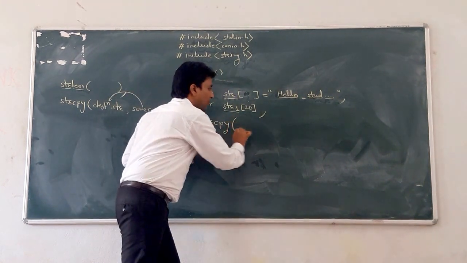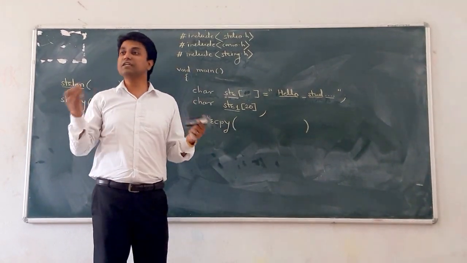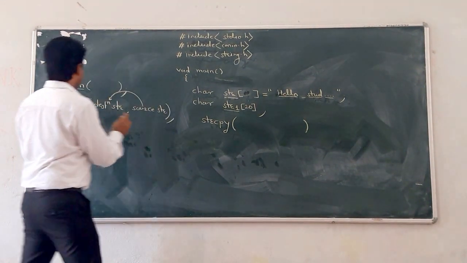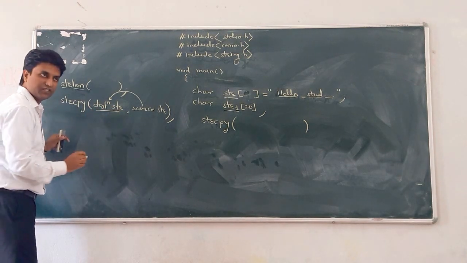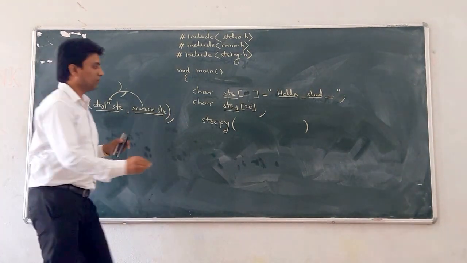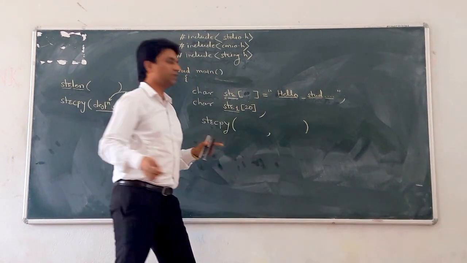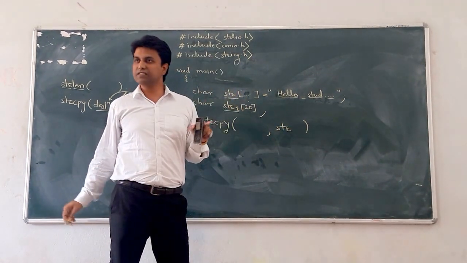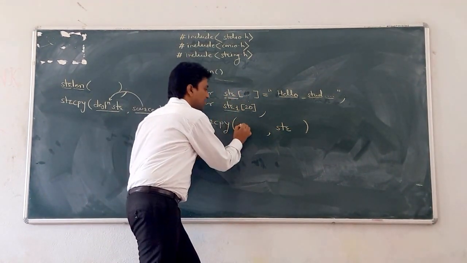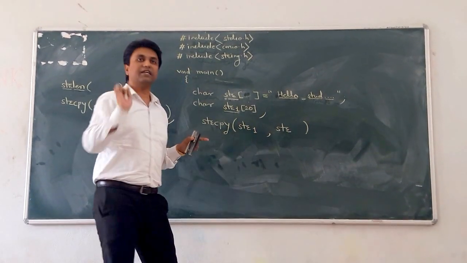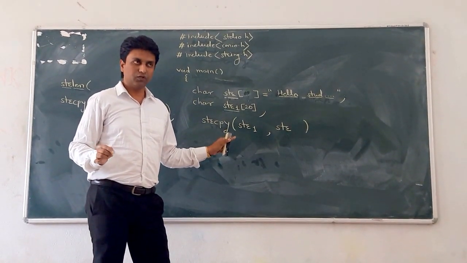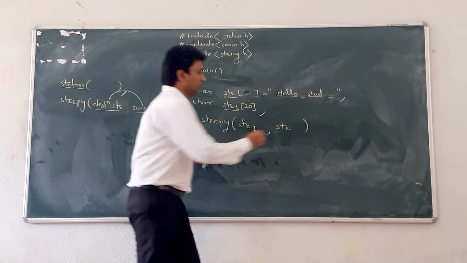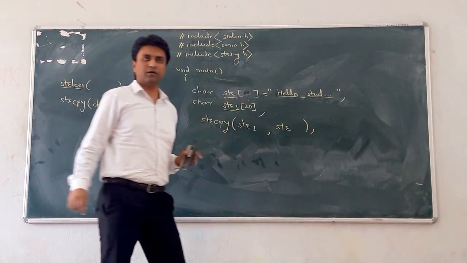So at the calling, what we want to know is the return type of the function and the argument list. Two arguments are there. First is the destination string, second one is the source string. So which one is the source string? str. So write it as the second argument. And what is the destination string? str1. Just write the name of the string. No need to write the subscript operator, that is square brackets. Clear? Then give the semicolon.